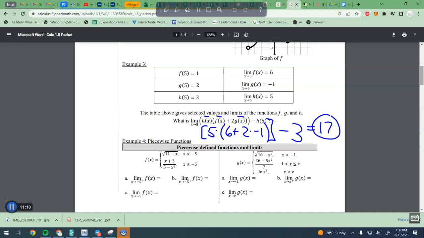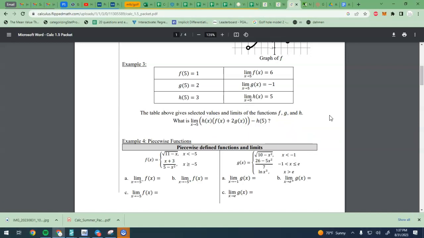How's that? Okay. Now we're going to do piecewise functions, which does seem to give people a little bit more of a challenge.